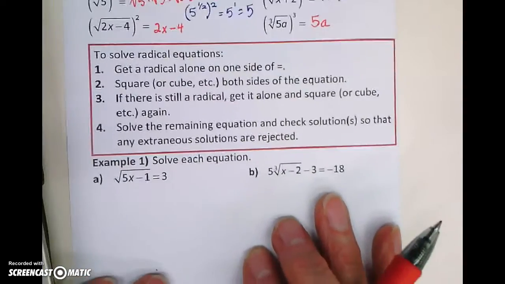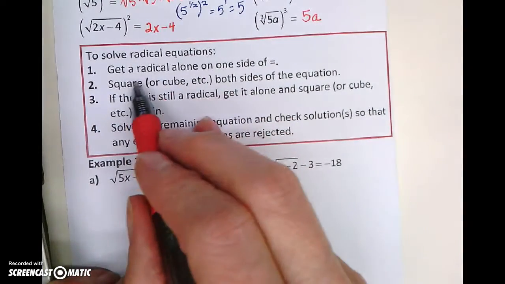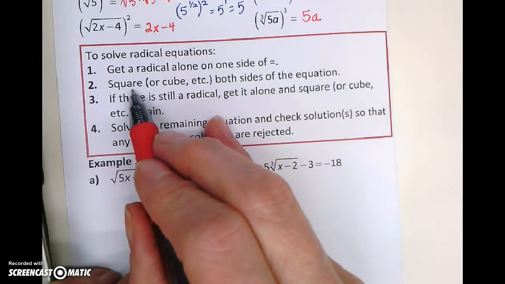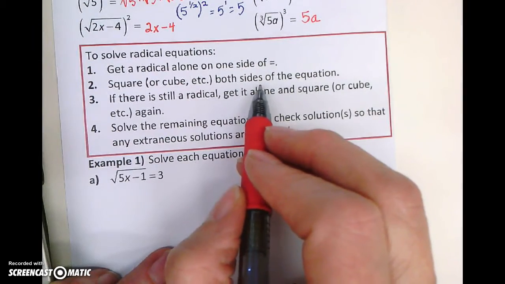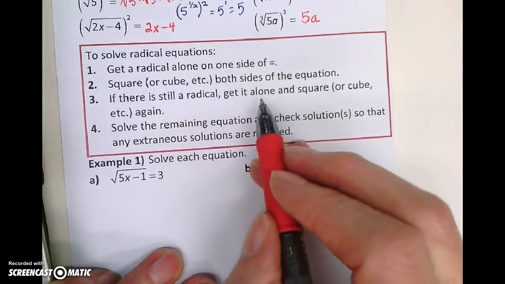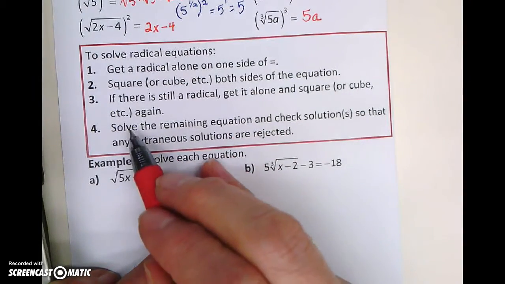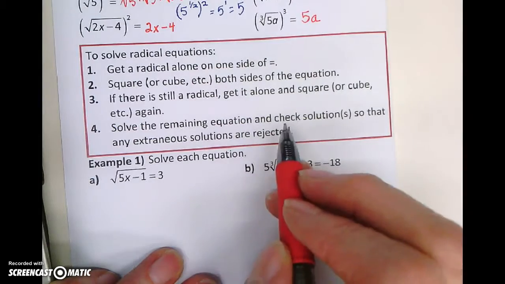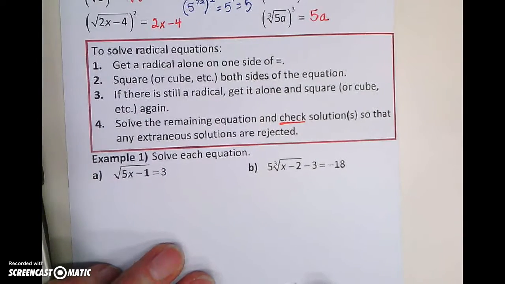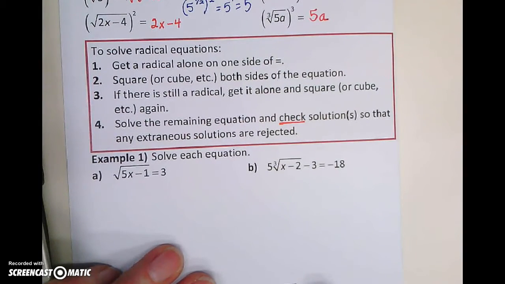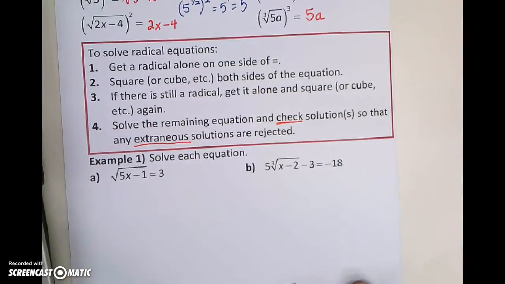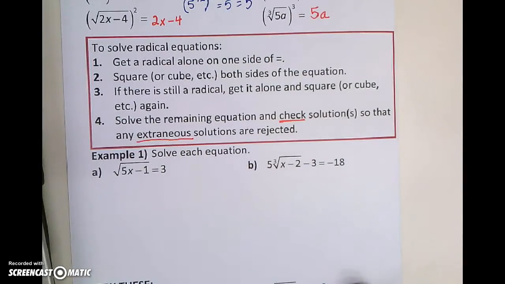All right, so to solve radical equations, we're going to get a radical alone on one side of the equal sign. We'll then either square or cube both sides of the equation, depending on what we have. Then if there's still a radical, we'll get it alone and square or cube again, and then we'll solve the remaining equation and check the solutions. So it's going to be important for this group that we check our solutions because we will come up with some extras and we'll have to throw them out as extraneous. And we'll talk about that again on a later page.